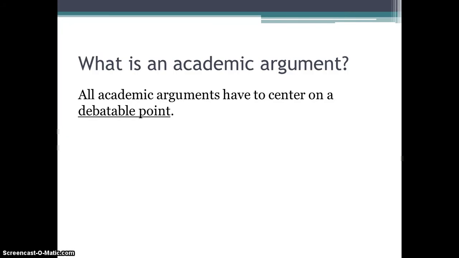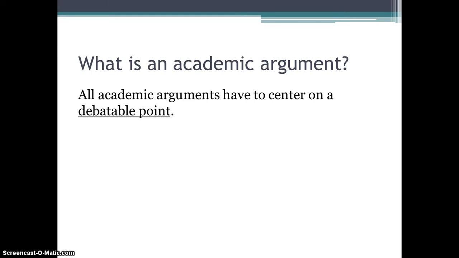Okay, so as we've discussed, all academic arguments have to center on a debatable point. When we talk about argument, we're talking specifically here about academic argument, that is taking up a position on a subject and defending it. Not the same as having a debate, but it's very similar. Without a point to debate, we're not making any sort of case, and this would be more of an explanation rather than a debate.